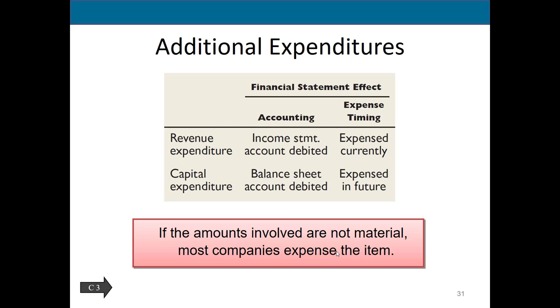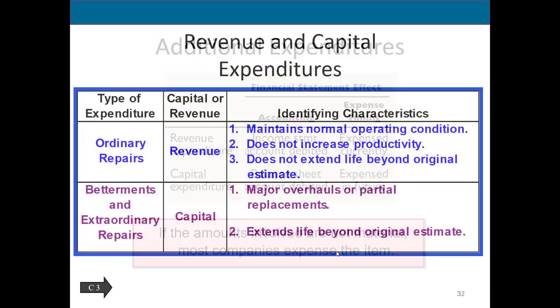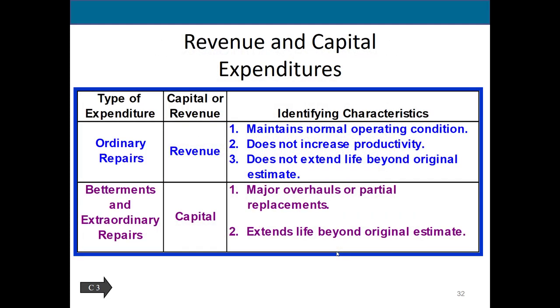Notice there in the pink box at the bottom, if the amounts involved are not material, this is the materiality constraint, most companies will just expense the item. So if it's not going to make a difference to a reader, just expense it. If it's a $200 deal on a $200,000 building, expense it. It's not material, right? So here's how we kind of put this into a chart to figure it out.